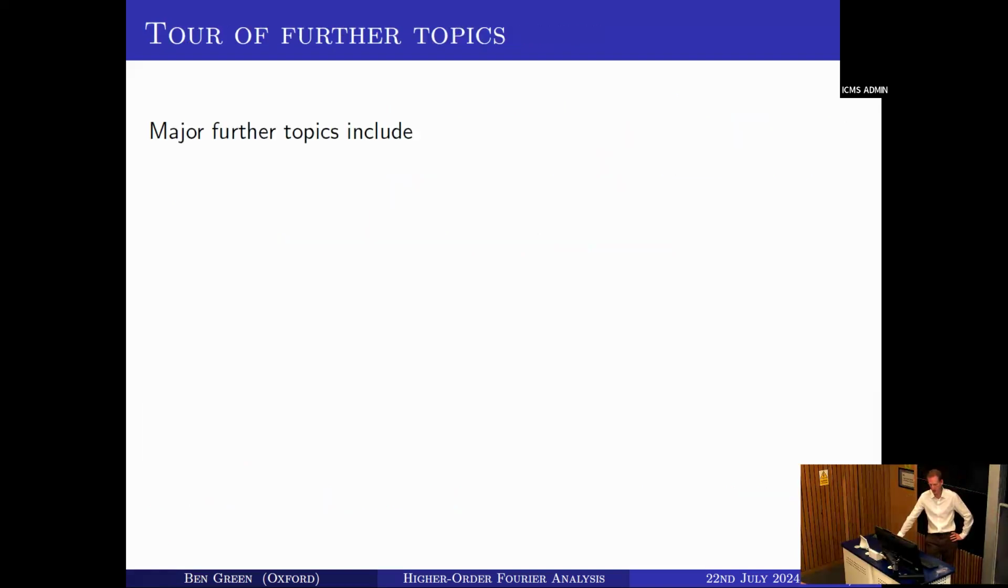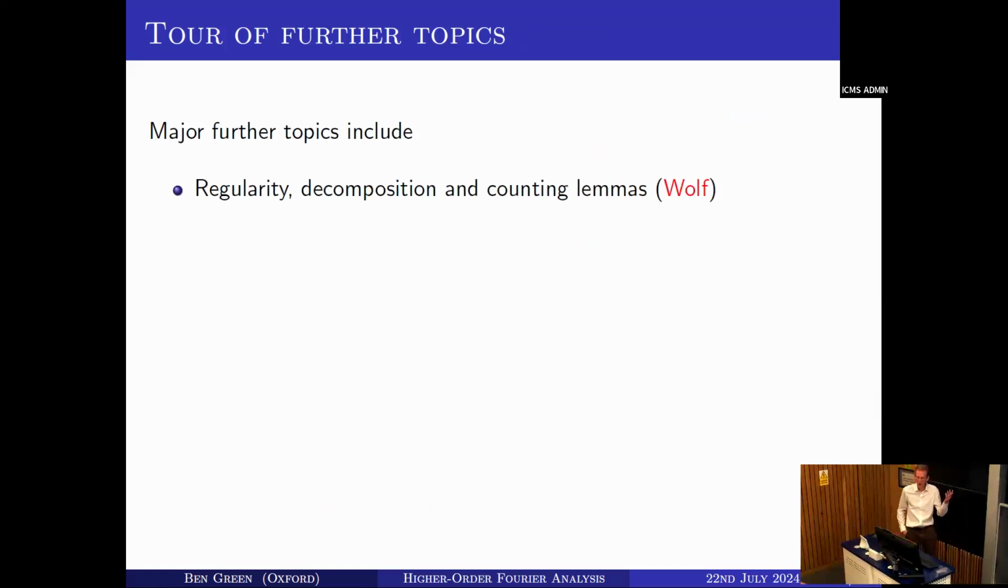So what are some other topics that I haven't addressed? Regularity, decomposition, and counting lemmas. So Julia will be talking about something somewhat related to this. But the regularity lemma basically says any function can be written as a nilsequence plus a small error. That's a consequence of the inverse conjectures and is pretty useful for actually proving things.